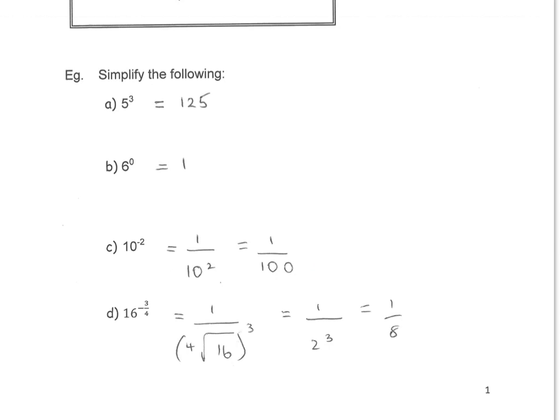Part D, we've got 16 to the power of minus 3/4, so we'll deal with the negative power first, giving us 1 over 16 to the power of positive 3/4. The denominator, if you remember from the rule above, tells us we want the 4th root of 16, and the numerator being 3, telling us that we must raise that all to the power of 3. So the 4th root of 16 then gives us an answer of 2, so that it'll be 2 cubed then on the denominator, and a final answer then of 1/8.